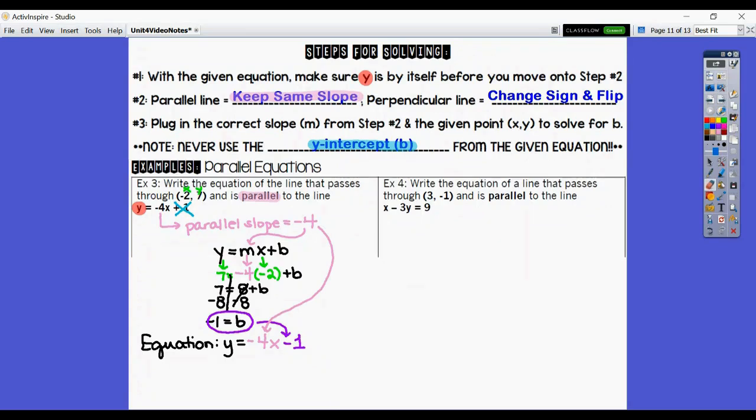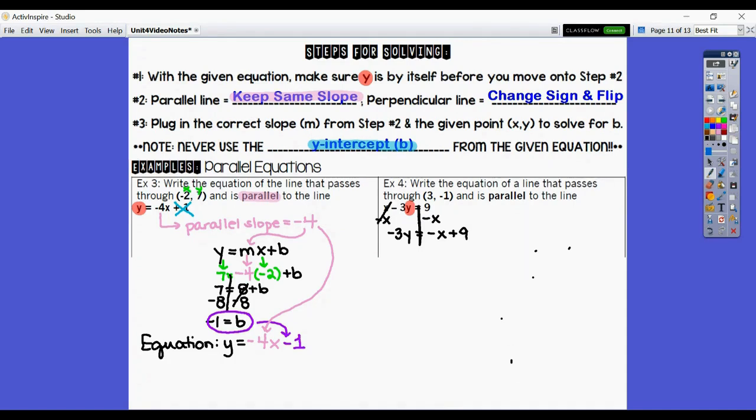For example number 4, we want to write the equation of a line that passes through (3, -1) and is parallel to the line x minus 3y equals 9. First step is looking at my y. My y is not all alone. It has x and -3 with it. So I go ahead and get it by itself by moving over the x term just like we did in our warm-up and just like we did before. And I bring down the -3y and sneak it in before the equal sign and the +9.